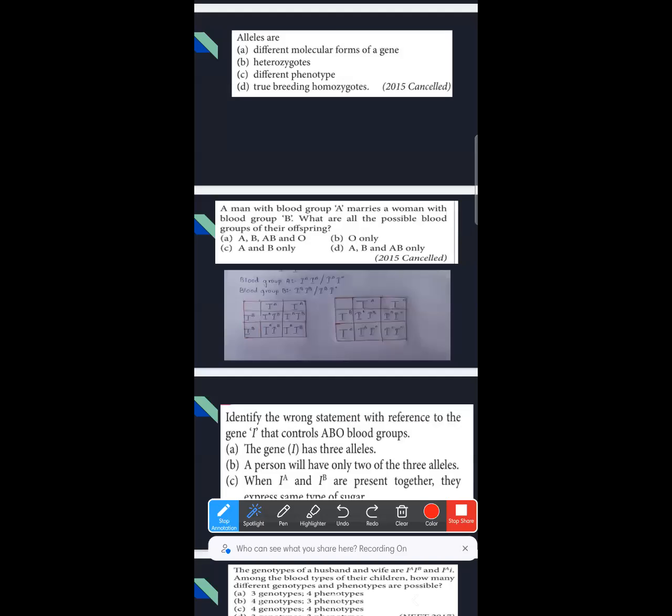Next question: a man with blood group A marries a woman with blood group B. What are all the possible blood groups of their offspring? Options are given. We'll solve this question. I have written the solution. You can refer to that solution, or you can try that on your own.